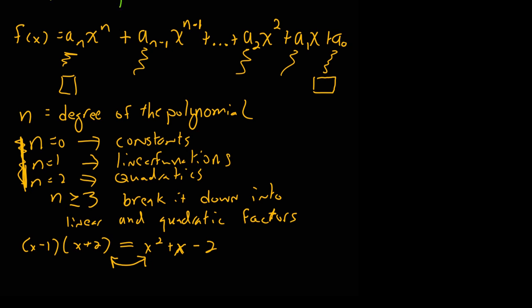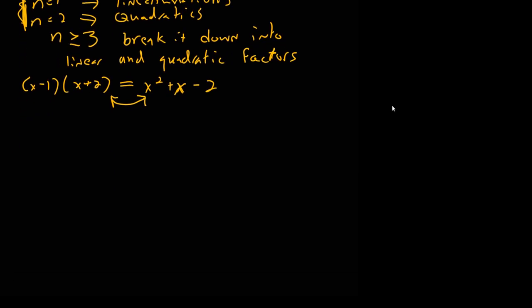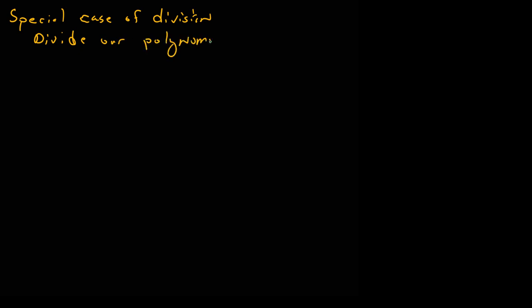And so one of the things we want to work towards is how we can divide a little more quickly. And so we're going to have a special case of division where we divide our polynomial by a linear factor. And so it's in the form of x minus k.